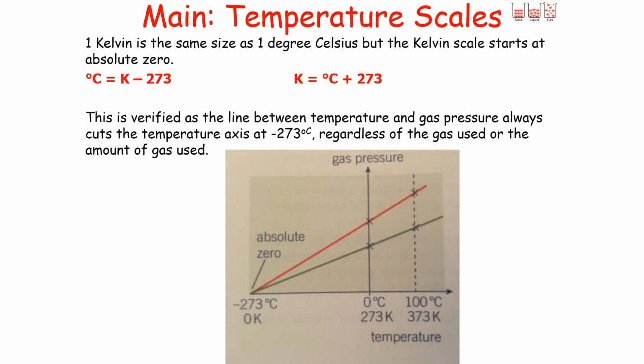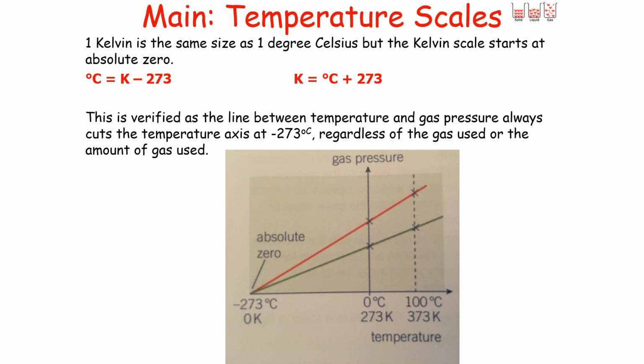Now, just to clarify, 1 Kelvin is the same size as 1 degree Celsius, but the Kelvin scale starts at absolute zero. So to get degrees Celsius from Kelvin, you would do the Kelvin minus 273, whilst to get Kelvin from degrees Celsius, you would do degrees Celsius plus 273. Now this is verified as the line between temperature and gas pressure always cuts the temperature axis at minus 273 degrees Celsius. Regardless of the gas used or the amount of gas used, it always cuts at the same point.